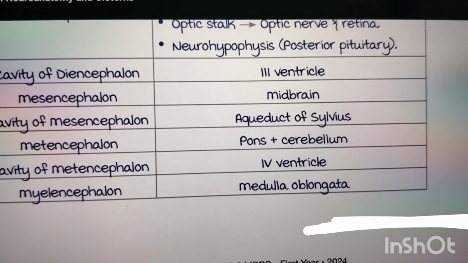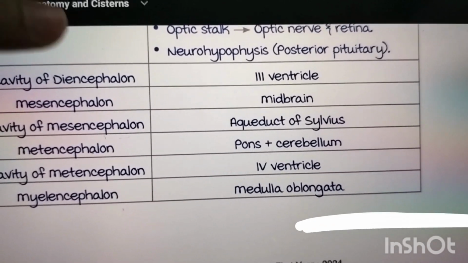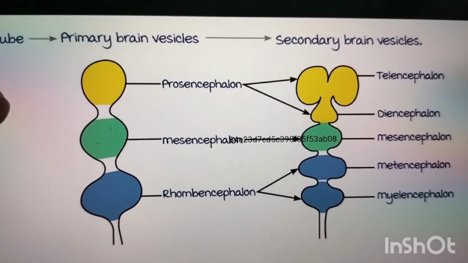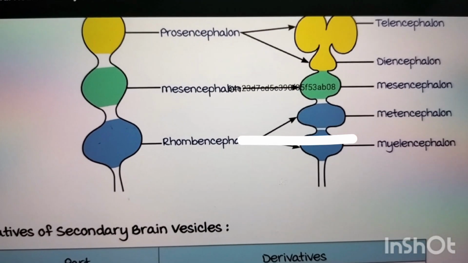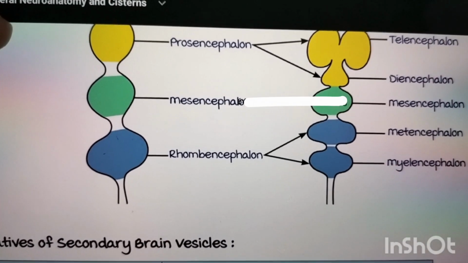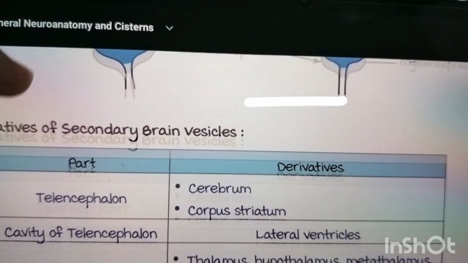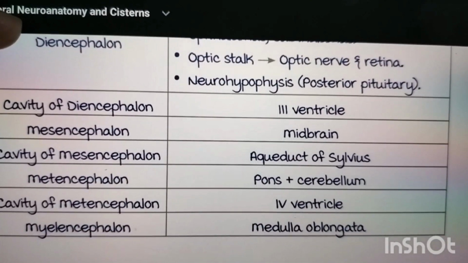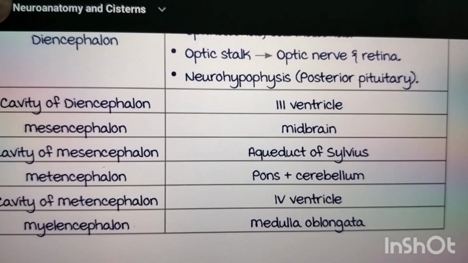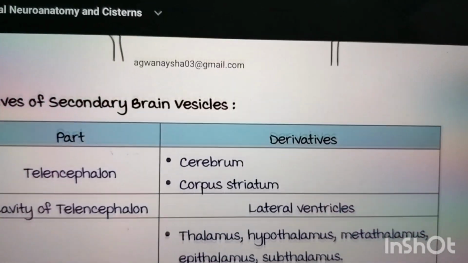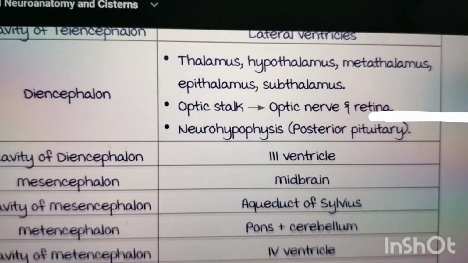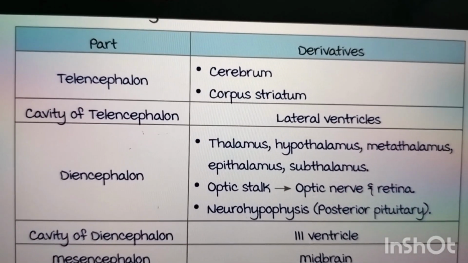Then we have the myelencephalon. We already discussed that mesencephalon, metencephalon and myelencephalon derive into midbrain, pons and medulla respectively. Then we have the aqueduct of Sylvius, the connection between the third and the fourth ventricle, which is derived from the mesencephalon. So at last we will discuss the points again.